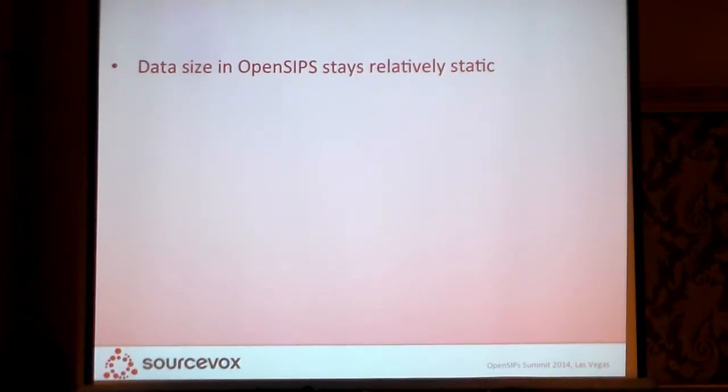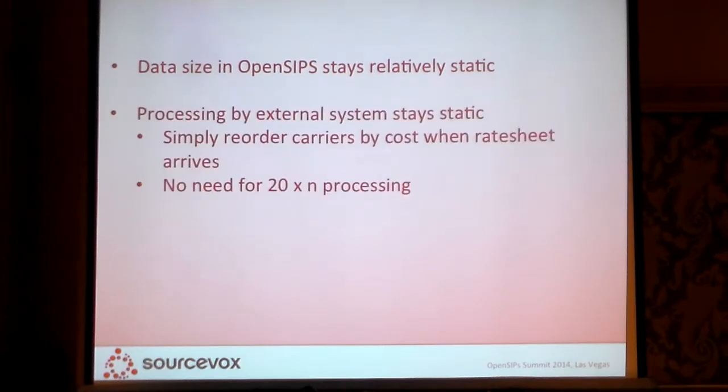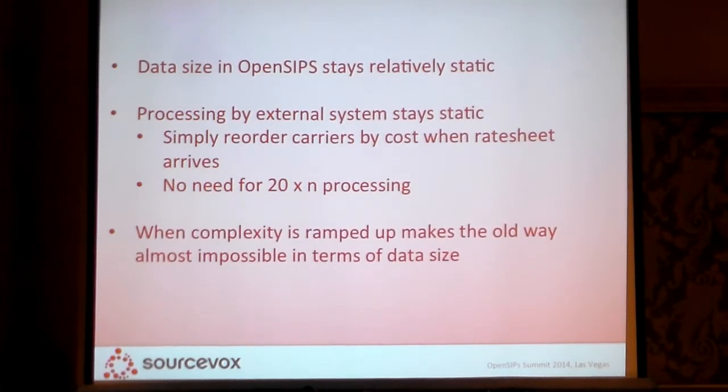The data size in OpenSIPS stays relatively static with all these scenarios. You've only got one set of prefixes for your cost price. You've just got your carrier attributes that expand. The processing by the external systems is static. So you're only processing each carrier rate sheet once a week. You have 20 carrier rate sheets a week. You're not having to then process that carrier rate sheet for each sell tariff. You just process the whole thing once, stick it in OpenSIPS, and you're done. OpenSIPS does the rest of the work. As I've already explained, I think it makes it almost impossible in terms of data size.